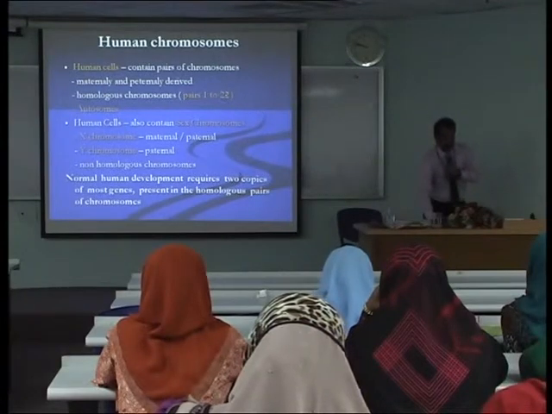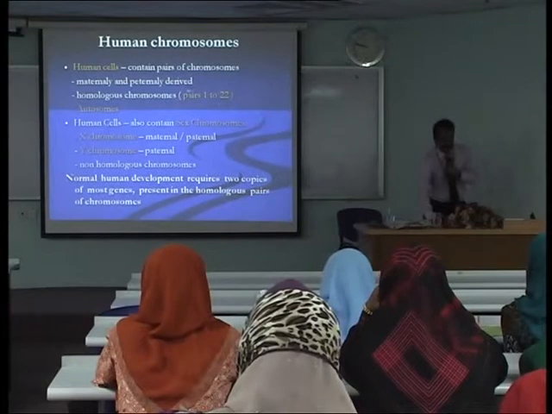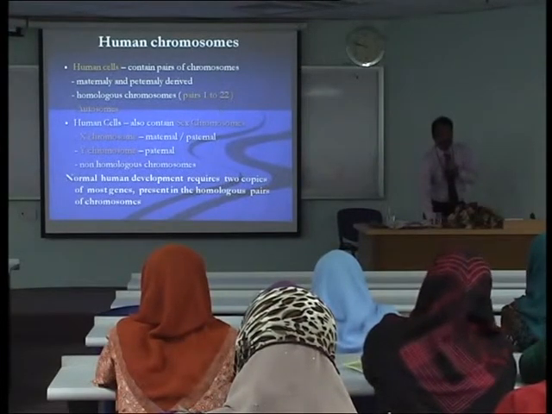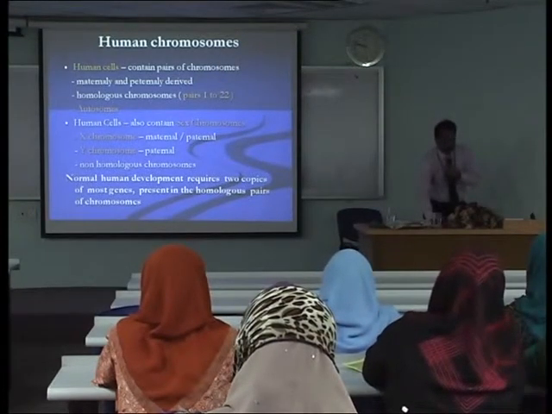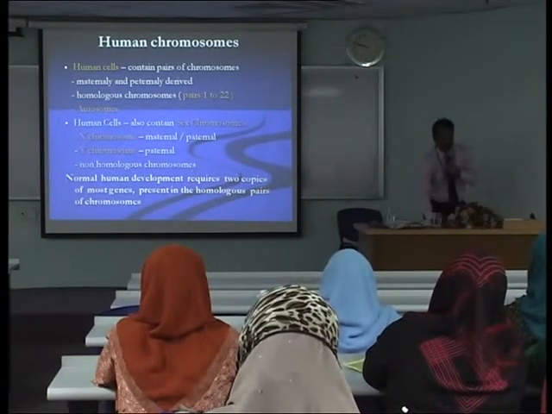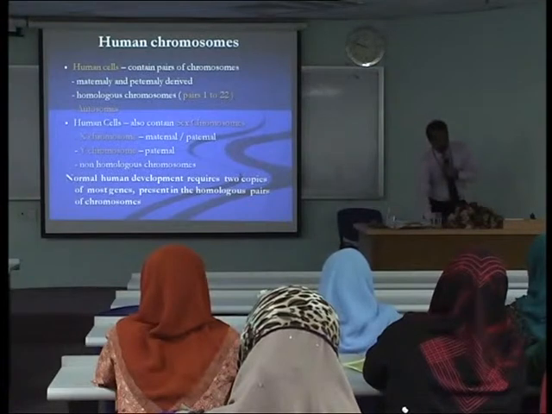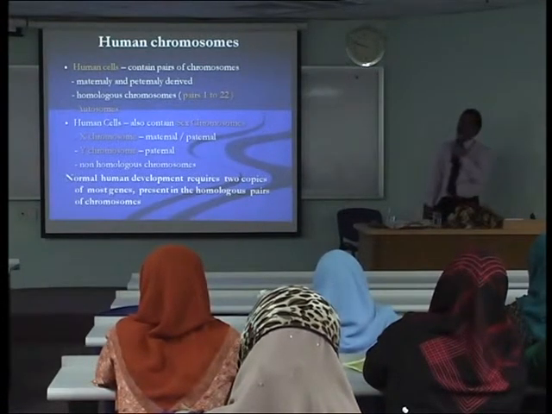All the human somatic cells contain pairs of chromosomes, maternally and paternally derived. They are homologous pairs. That is, pairs 1 to 22 are the homologous pairs, and we call them autosomes. And then human cells also contain sex chromosomes, that is the X chromosome, which is maternal and paternal, and then the Y chromosome, which is only derived from the father, that is paternal. So X and Y chromosomes are non-homologous. Normal human development requires 2 copies of most genes present in the homologous pairs of chromosomes.